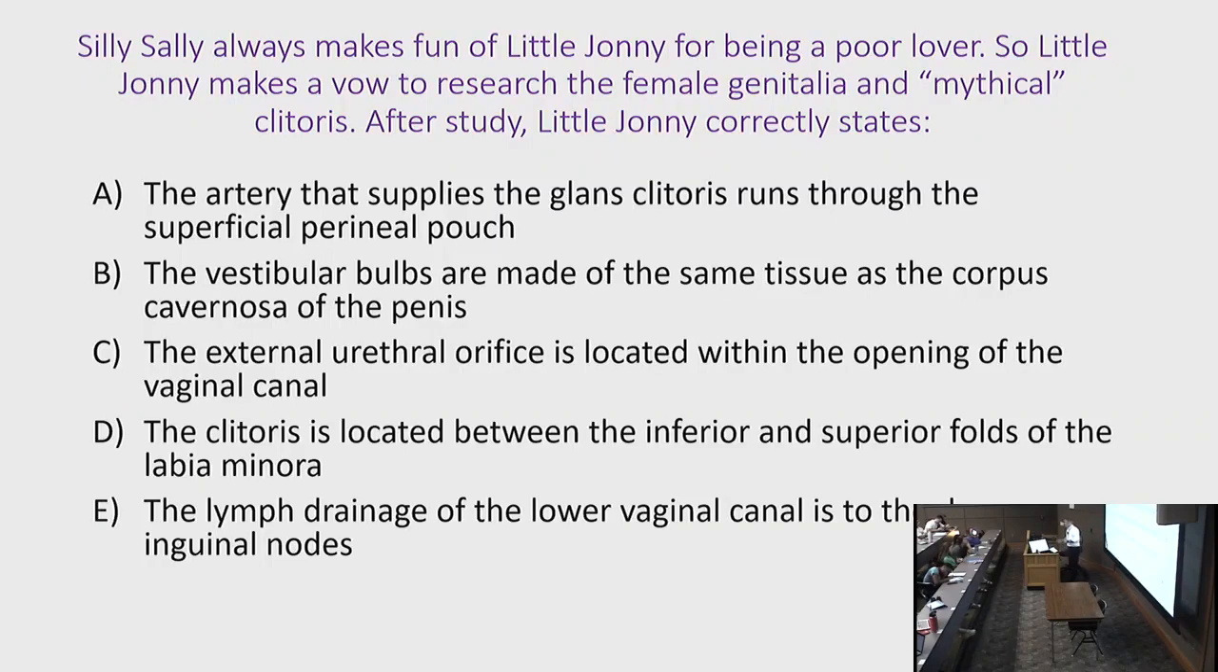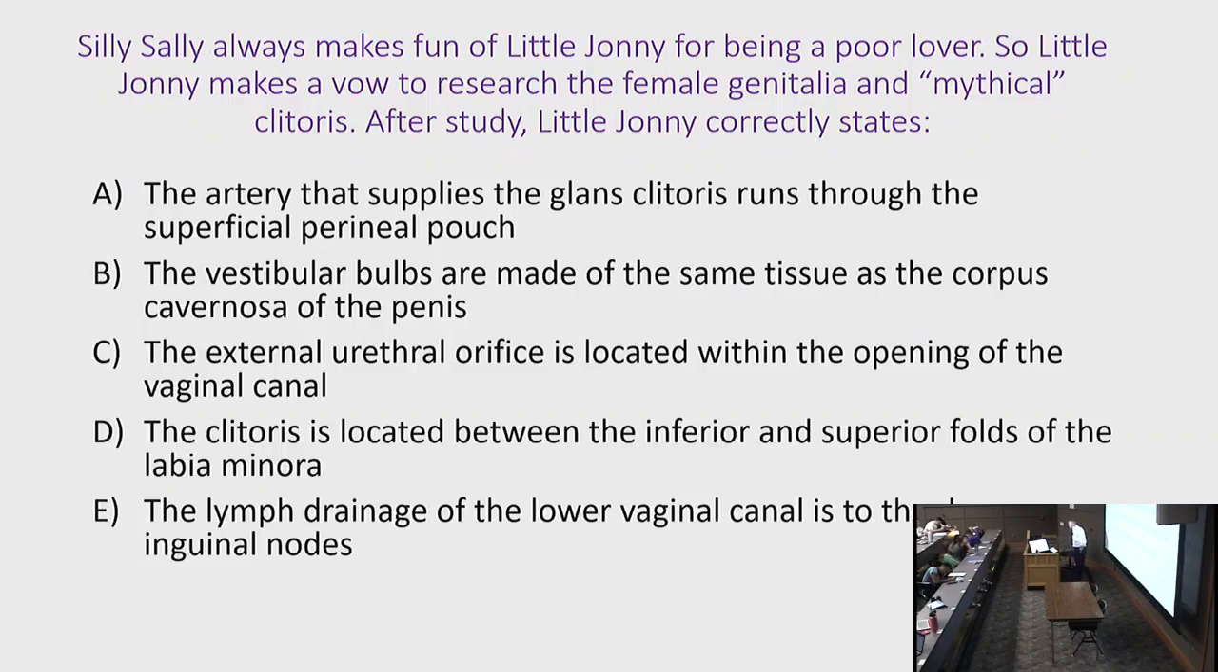This one's true, right? If we think about what are the superior and inferior folds of the labia minora, right? That inferior fold, that was the frenulum, right? It turns into the frenulum as it goes anteriorly, inserting to the base of the clitoris. The superior fold is the prepuce. That's the hood of the clitoris, right?